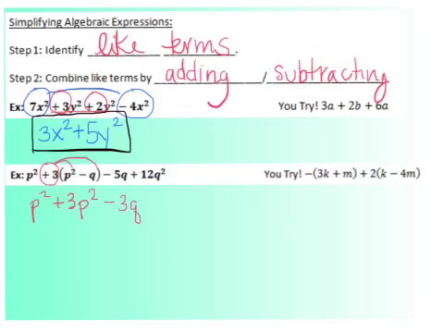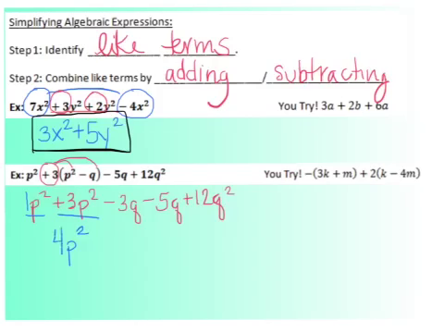And I'm going to bring down the rest of my problem. Minus 5q plus 12q squared. All right, now I want to combine. So looking for variables with the same exponent or powers, I have this p squared and I have a positive 3p squared. Well, I know my coefficient for the p squared is really a 1. So again, keep your like term, p squared, and combine their coefficients. So 1 plus 3 is 4.